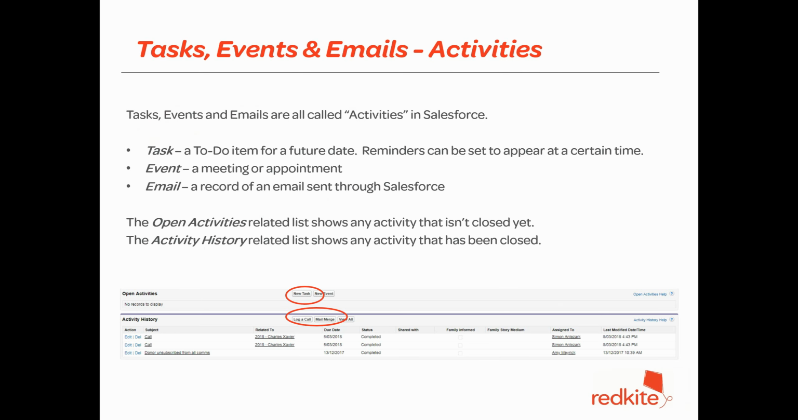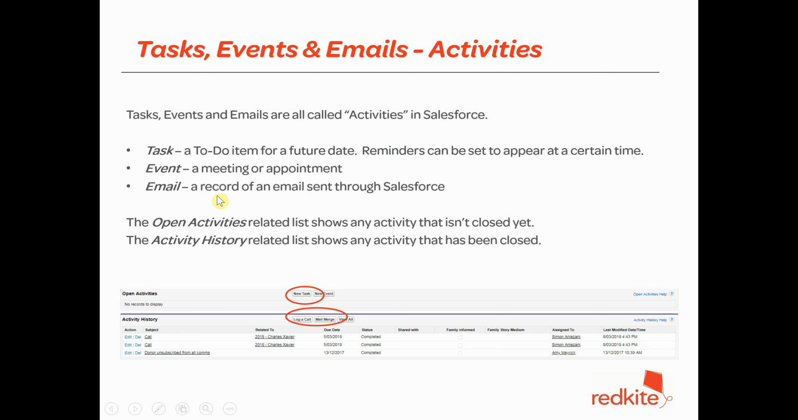So this is the section on tasks, emails, and events. In Salesforce, tasks, events, and emails are all collectively known as activities. A task is a to-do item for a future date, so it's a reminder. You can set it to come up with a pop-up reminder at a particular time if you want to, or you can just manage it, say, through your homepage. Events, meetings, or appointments, you can manage those in Salesforce, or you can manage those in Google. You can also copy between them using the Lightning for Gmail app, or it's the Chrome extension, I should say.